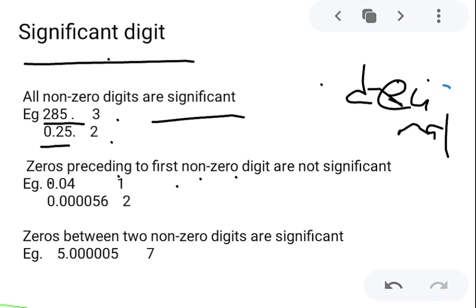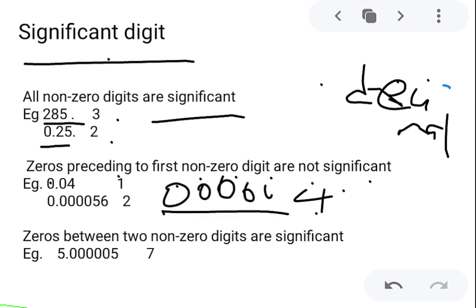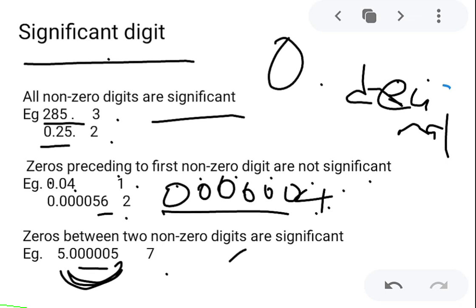The zeros preceding the first non-zero digit are not significant. Means if there is any digit that is the first one, before that, however many zeros you put, they are not significant, right? You have to start from a digit itself that should not be zero. So here it is one significant digit, here two significant digits. But if your zero is between two digits, then you have to consider all. For example, 7 significant digits are present.